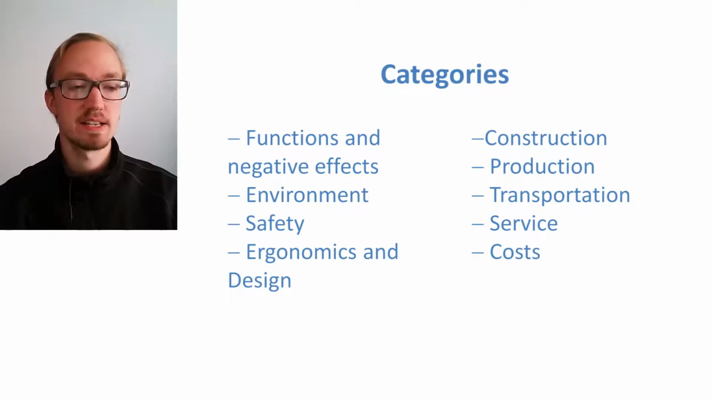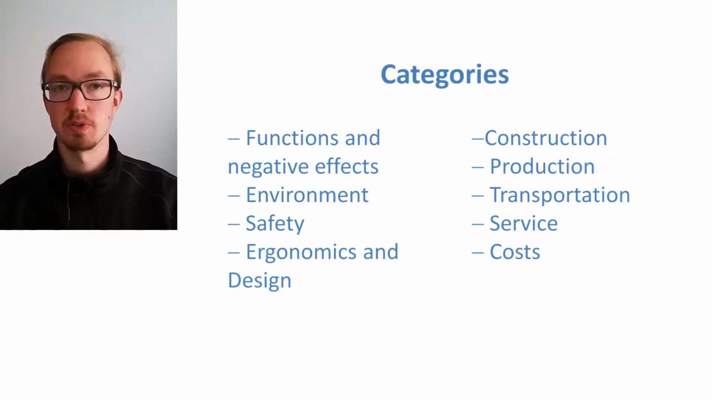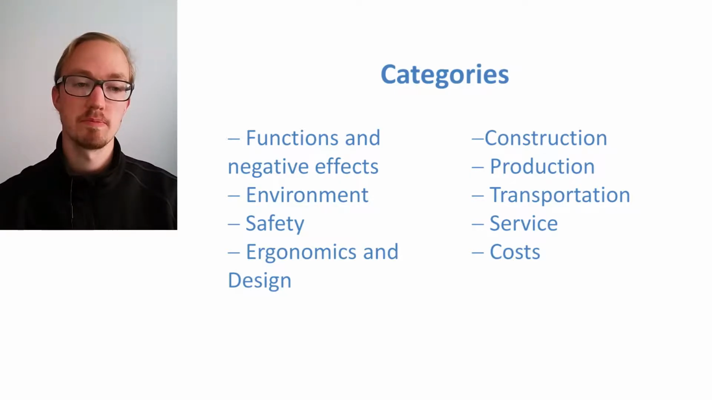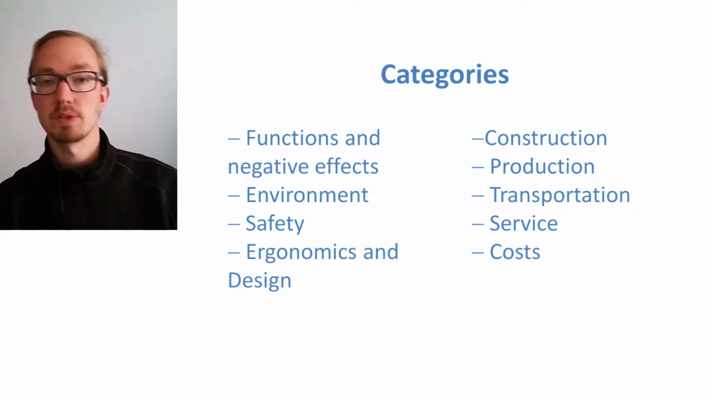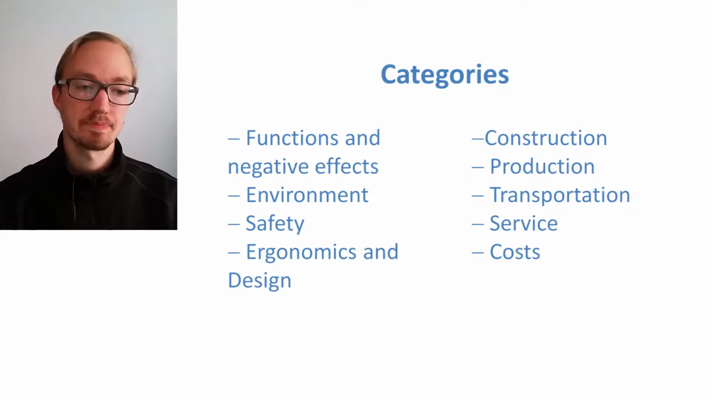But just as a guideline, these following categories should be used. You have functions and negative effects, where there is basically the main function, and functions that counter negative effects. For example, if you have a device just for brewing coffee, then it has the criteria for a specific amount of coffee, and the negative effect would be that the coffee goes cold, so it also has to have maybe a criteria where it keeps the coffee warm.